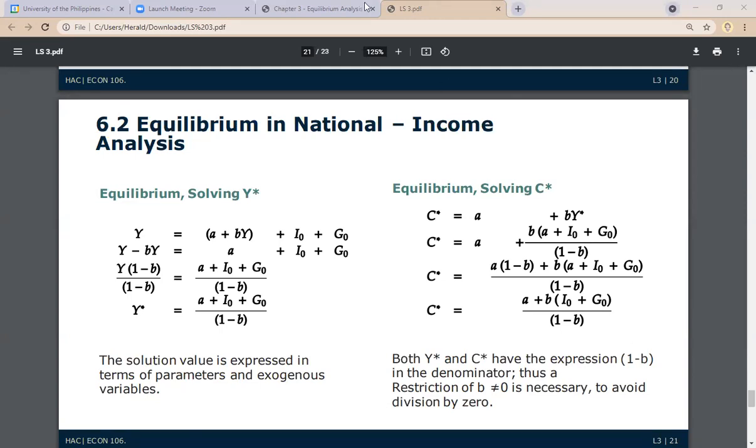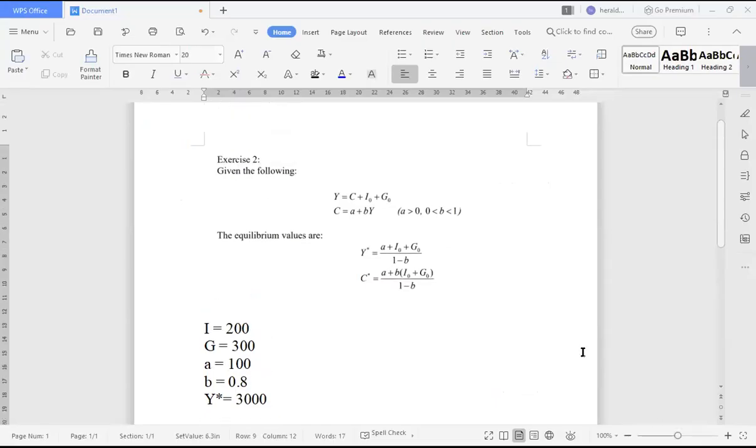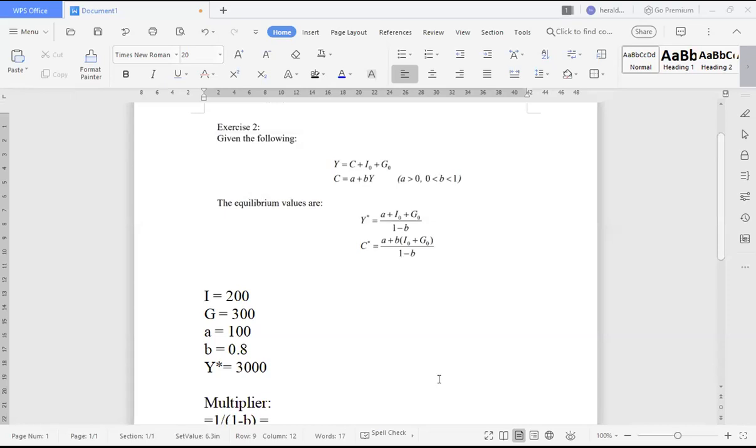Now let's have a quick activity, class. I am showing to you a Word file, again from the exercise that we did just a while ago. Supposing we have specific values, class. I is equal to 200, G, or government spending, is equal to 300, our A, or autonomous consumption expenditure, is equal to 100. Our marginal propensity to consume, which is again B, is equal to 0.8. The answer is already there.